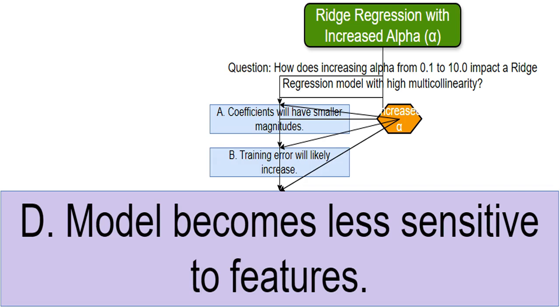The effect of shrinking coefficients on feature sensitivity is significant. Each feature's influence is decreased, making the model more robust to noisy or irrelevant features. This reduces its sensitivity to any single feature. Hence, statement D is also true.